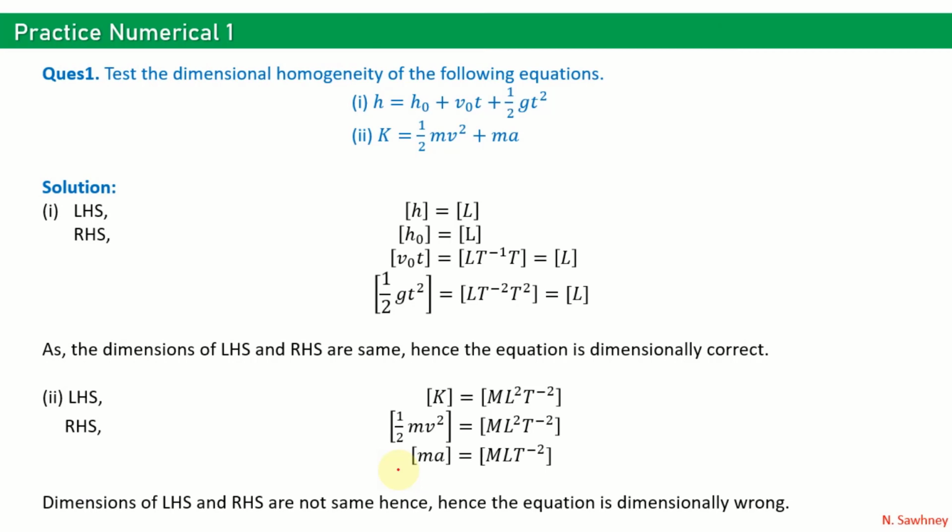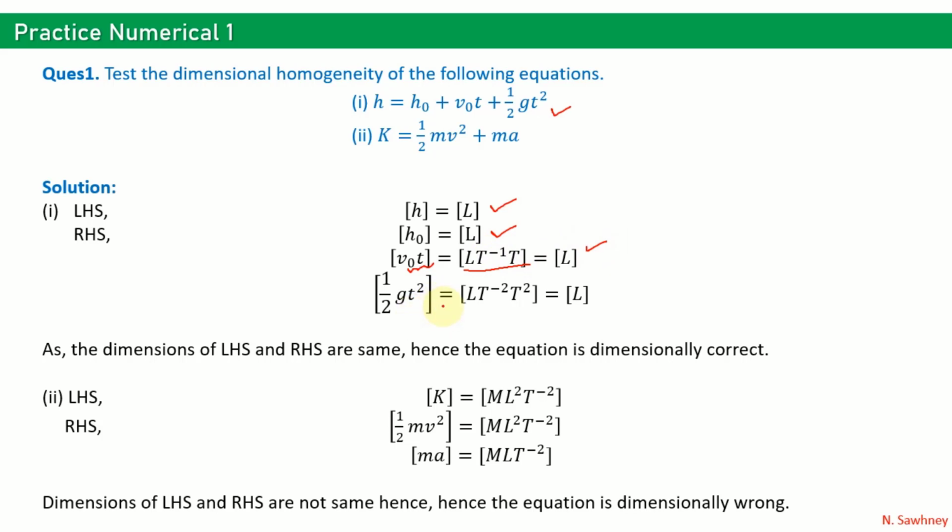Let us solve numericals. Test the dimensional homogeneity of the following two equations. The first equation is h is equal to h naught plus v naught t plus half g t square, where all the terms are having their usual meanings. H is height, so it is expressed as length. H naught, that is the initial height, is also expressed as length. V naught is initial velocity and t is time, so it is expressed as velocity into time, L T minus 1 into T, that is L.